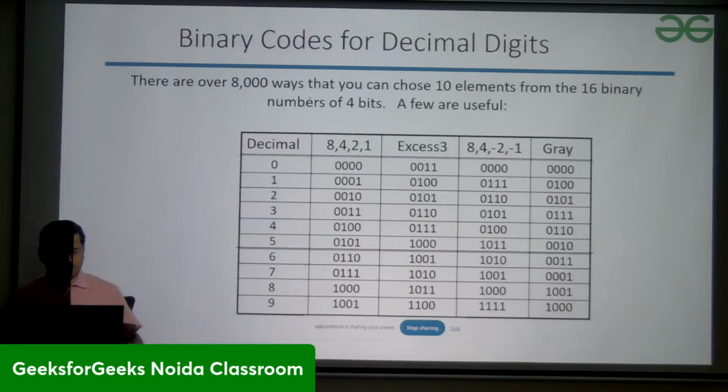Now come to this particular example. Let's say it is saying that there are over 8,000 ways. I have just written 8,000, but basically it is much higher than this. You can simply Google it. You will find the number of ways through which you can represent any particular element. There are even more than 25,000. I have just written it because of one literature I have. According to that, more than 8,000 ways are there to choose 10 elements from a 16-bit binary number.